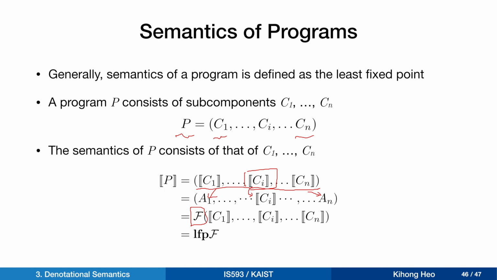So as you can see, this tuple is on the right hand side and the left hand side also. Then what is the semantics of this program? That is the least fixed point of this f. That is the tuple of C1 to Cn, which is the semantics of program P.